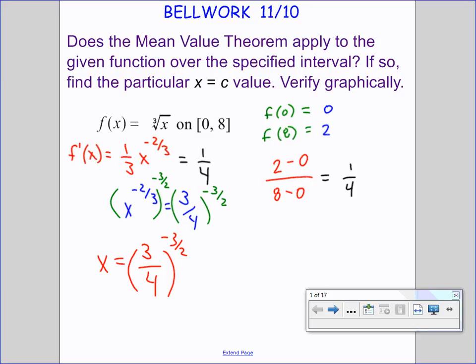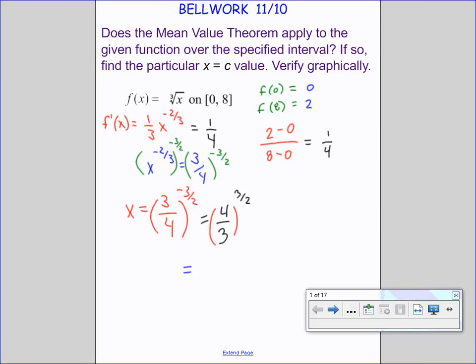And so what can we do? Well, we can apply my properties of negative exponents. I know that negative exponents don't mean negative answer, they mean reciprocal. And so 3/4 to the negative 3/2 is the same as 4/3 to the positive 3/2. And 4/3 to the positive 3/2 looks like the square root of 64 over 27. Is that right? 3 cubed is 27? All right.